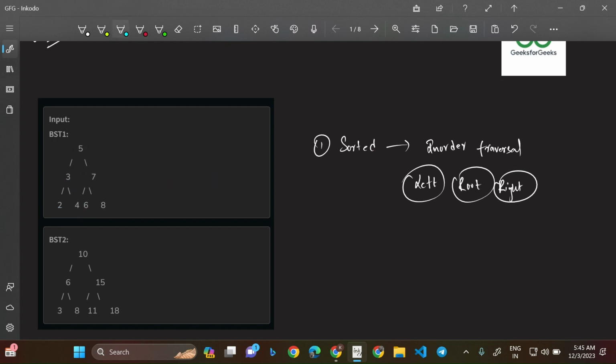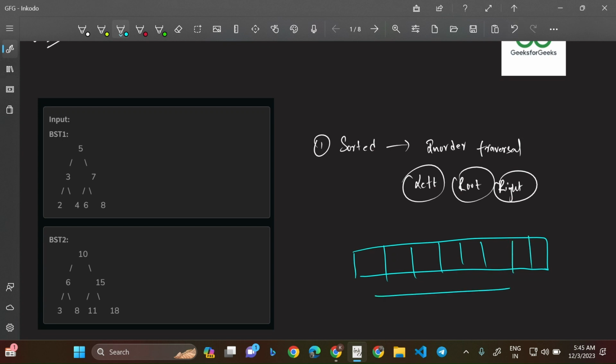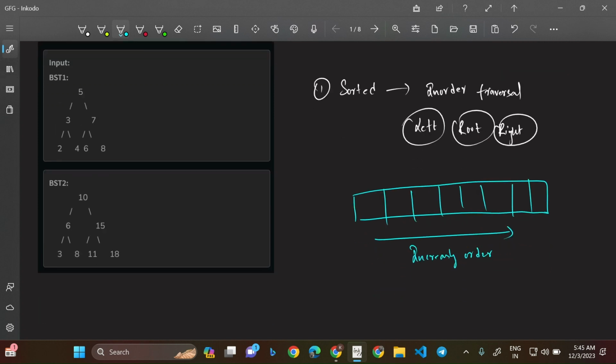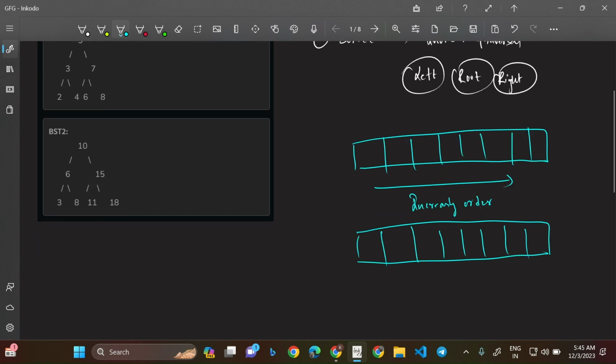What I am saying is, let us assume you are given an array, and there are some elements like this, and I say that these elements are in increasing order. And there's another array as well, whose elements are also in increasing order. If I come from right to left, it would be decreasing order, isn't it? So it is increasing from left to right, but decreasing from right to left.